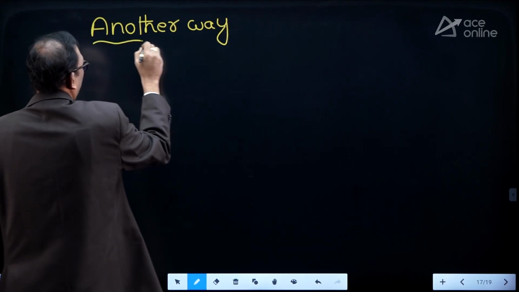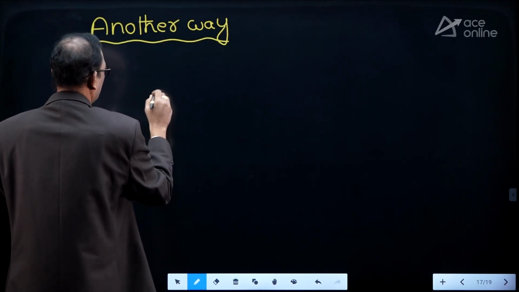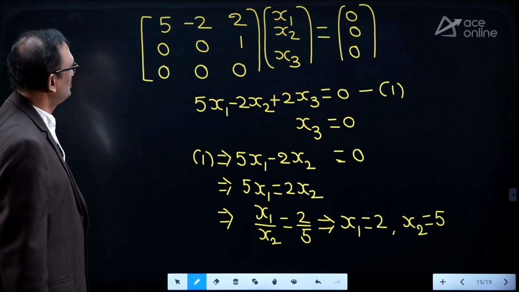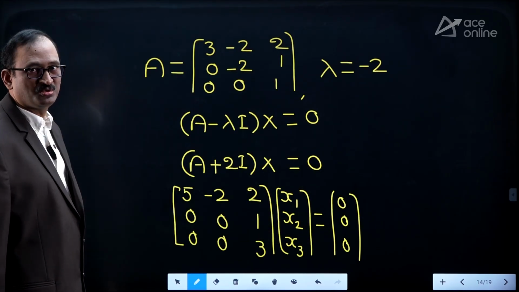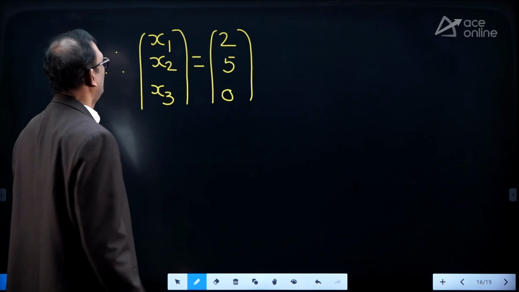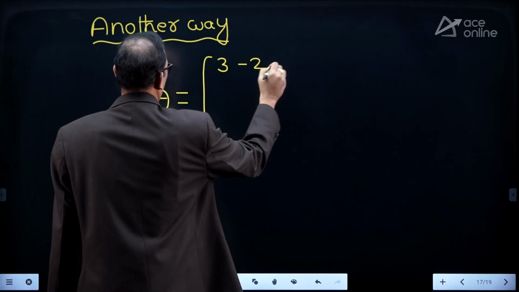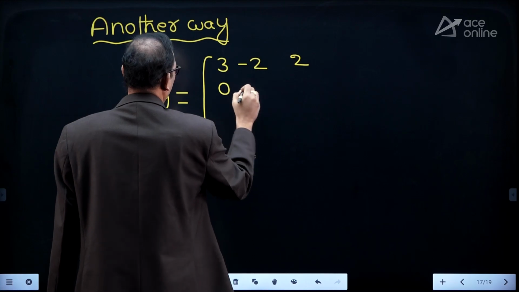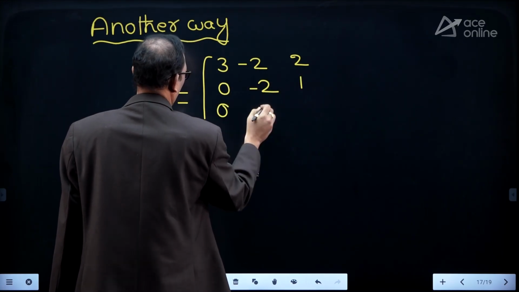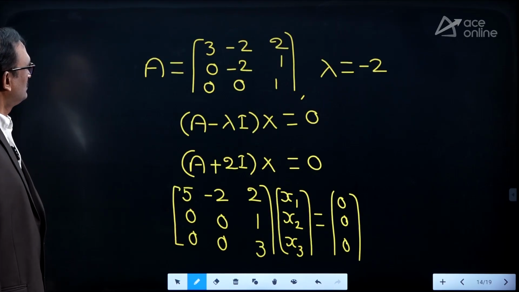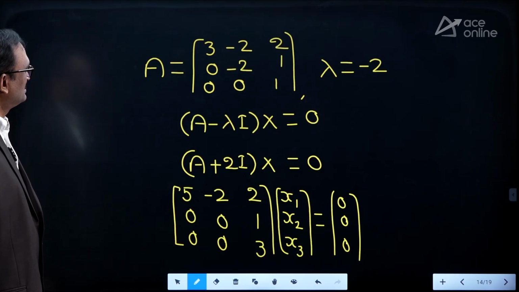You can try, or you can remember this way also. So what is the given matrix? Tell me. 5, minus 2, 3 minus 2, 2, 0, minus 2, 1, 0, 0, 1 I think. 0, minus 2, 1, 0, 0, 1.